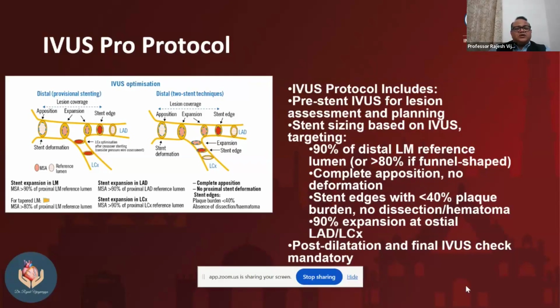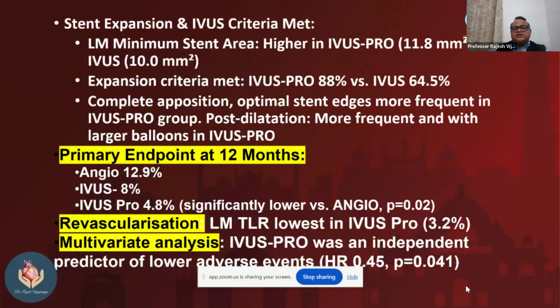What has been found is that those with the IVUS Pro protocol had a higher MLA, higher MSA, that is 11.8 millimeter square, compared to those with the routine IVUS, which is 10 millimeter square. The IVUS Pro had an 88% expansion criteria, while routine IVUS use had a 64.5% criteria of stent expansion.